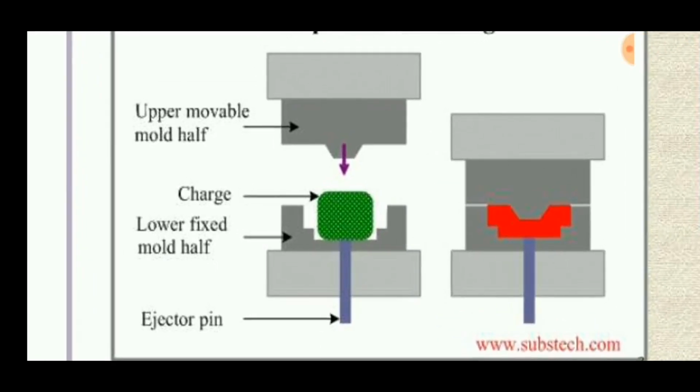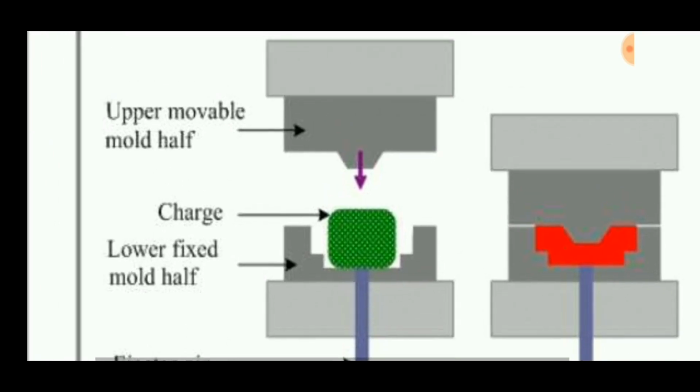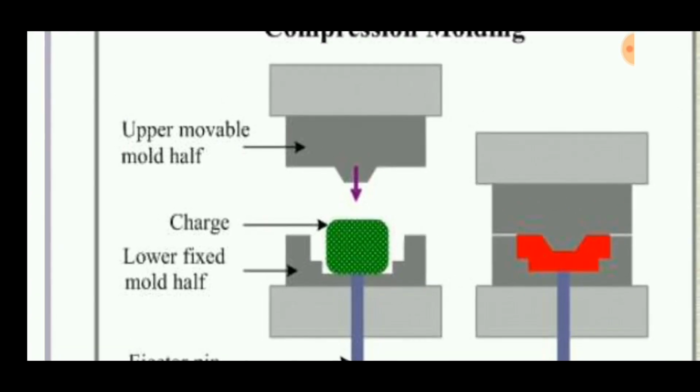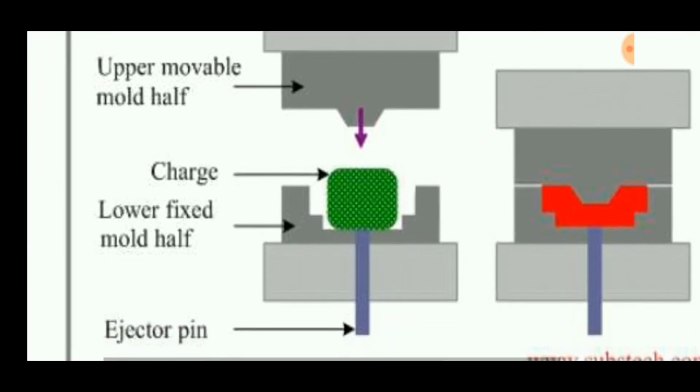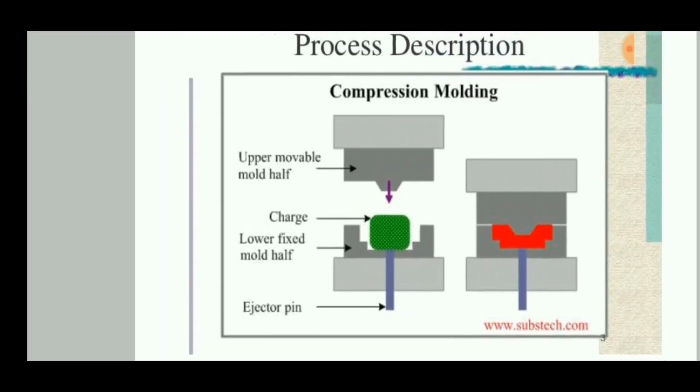Compression molding process. In this, two dies are present. One is fixed and the other is movable. A charge, that is a preform, is placed in the lower die, and the upper movable mold half is made to press this charge so that a final product is made, because the lower die is designed in the sense that the final product should be a correct product. Then the ejector pin can be used to take the product out.